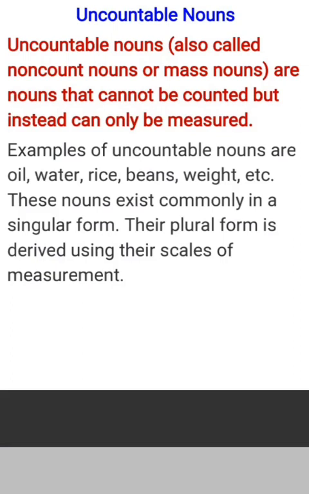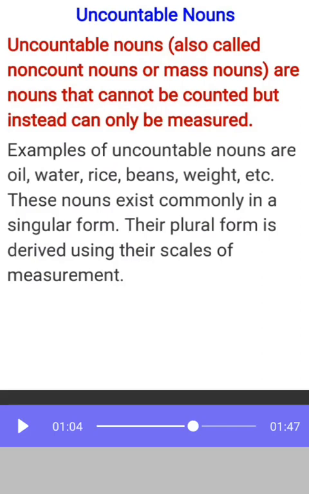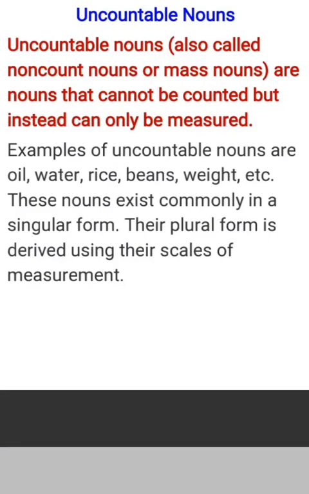These nouns exist commonly in a singular form. We usually have the singular form of them. We take them as singular. Yes, for example, rice is expensive. You cannot say rices are expensive.